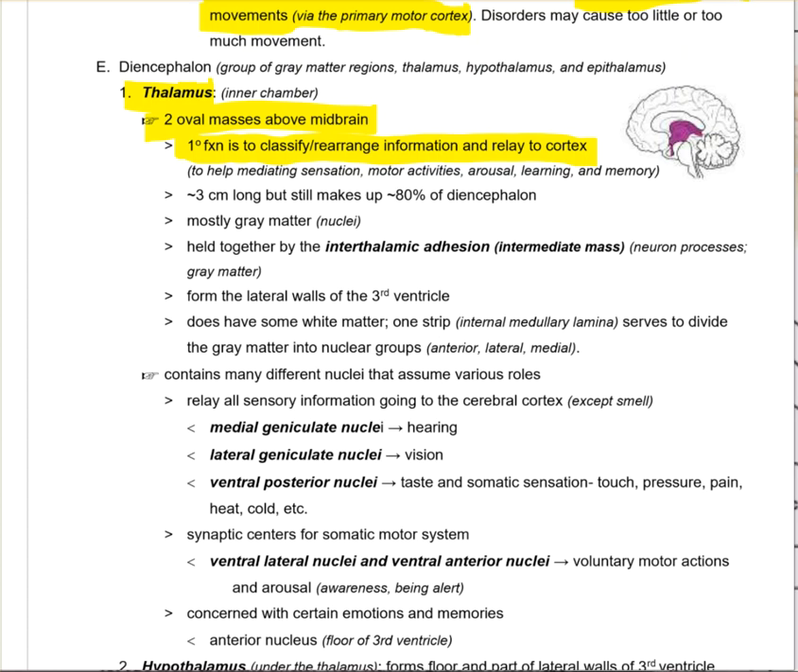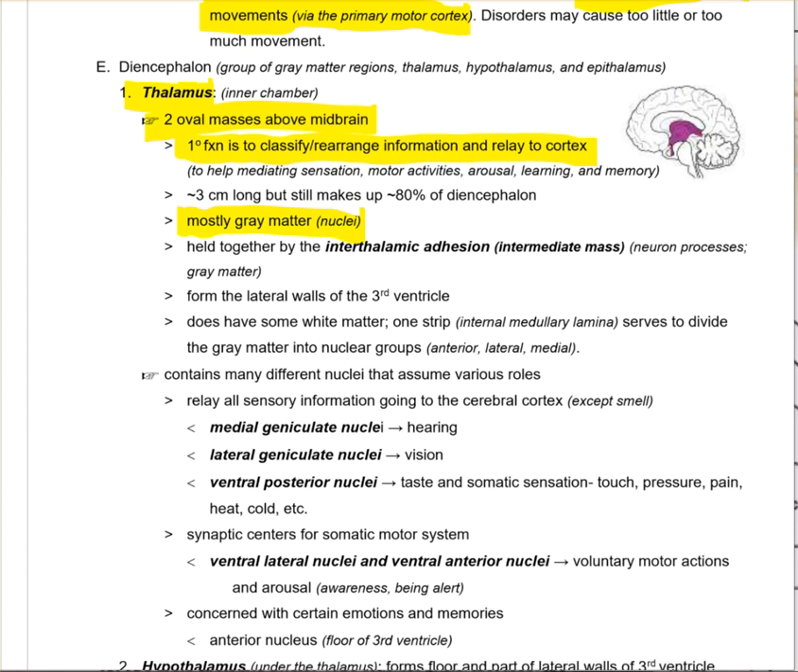So the thalamus is really important because almost all fibers carrying sensory information from our body go through the thalamus, and then the thalamus rearranges the information, decides how to classify it, and sends it to different parts of the cortex. Okay, it's mostly gray matter. It's mostly made up of lots of nuclei.